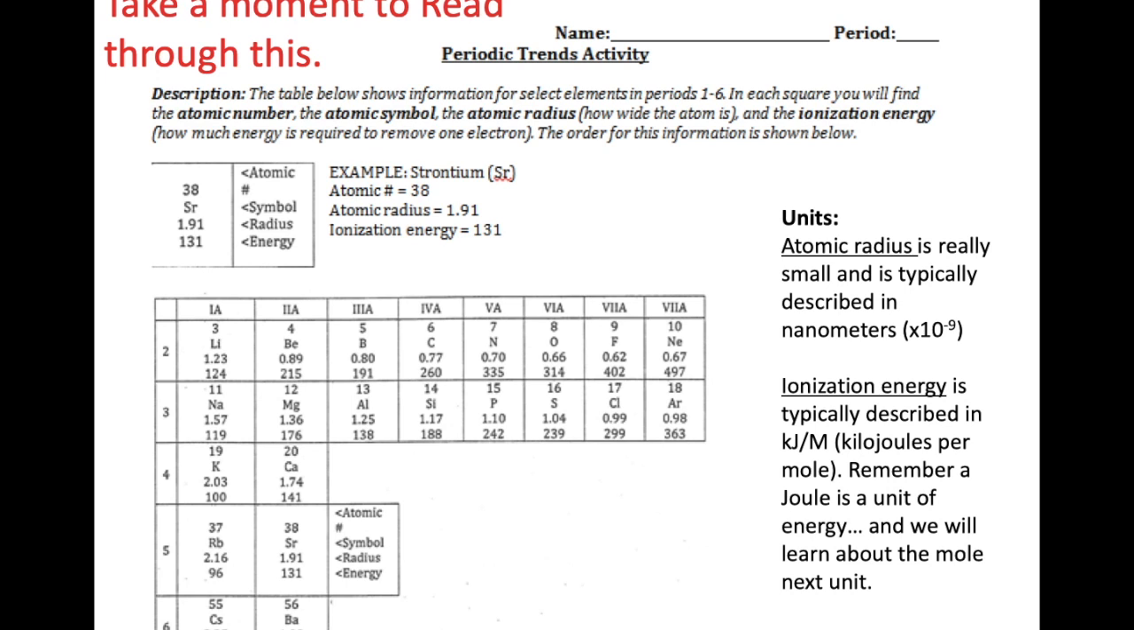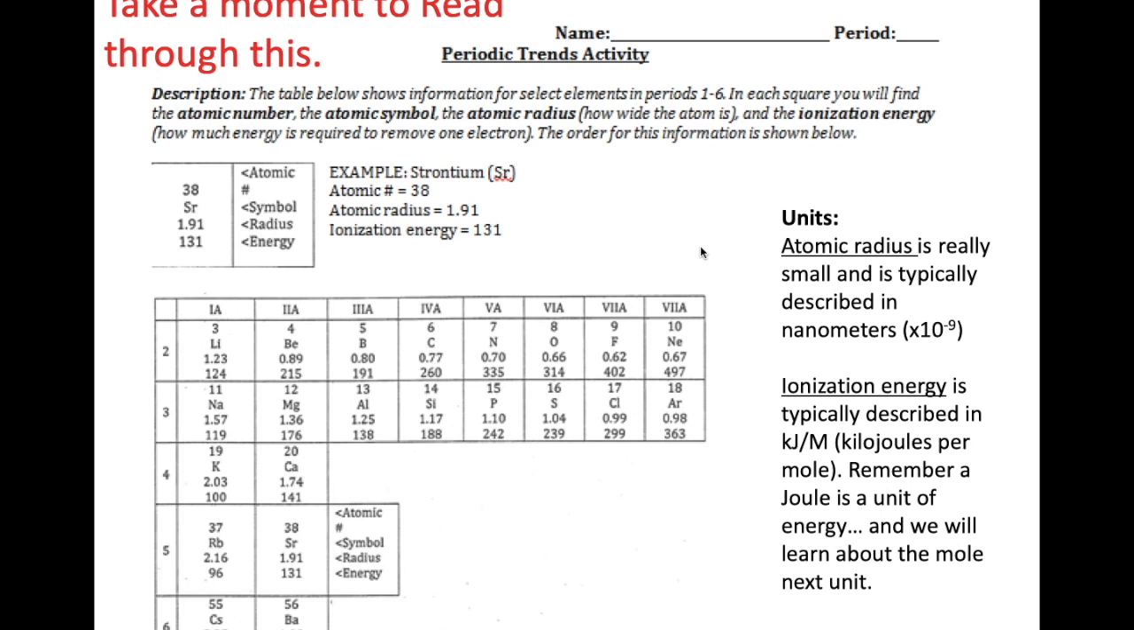So the description says that the table below shows information for select elements in periods 1 through 6. In each square, you will find the atomic number, the atomic symbol, the atomic radius, how wide the atom is, and the ionization energy, how much energy is required to remove one electron. The order for this information is shown below. We have an example with strontium. Here, we start with the atomic number at the top, then we list the symbol, then they list the atomic radius and the ionization energy.